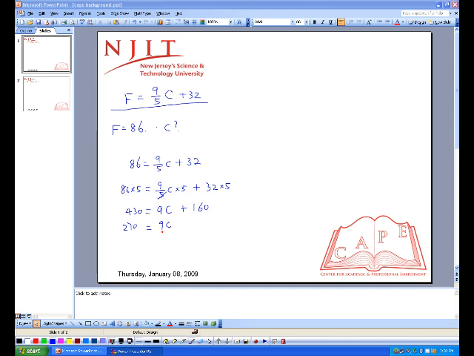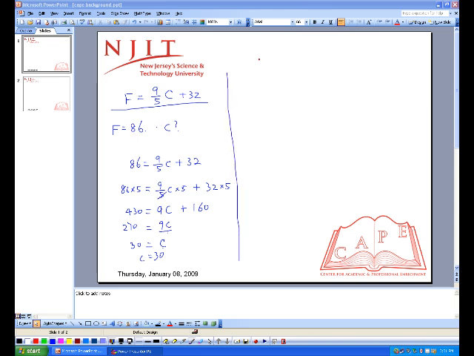Now in order to get rid of the 9, we should divide both sides by 9. If you also do that in your head, 9C divided by 9 simply gives you C. 270 divided by 9 gives you 30. So this shows C is equal to 30. That will be the final answer. So if it's 86 degrees Fahrenheit, then it's 30 degrees in Celsius.